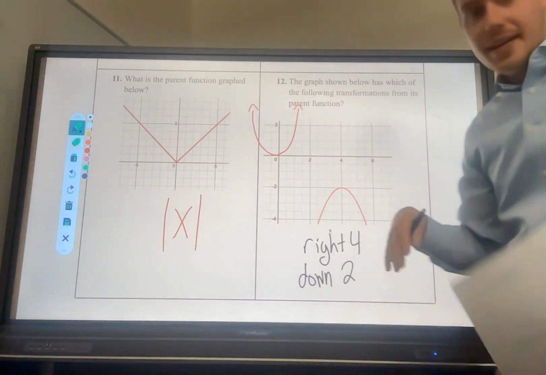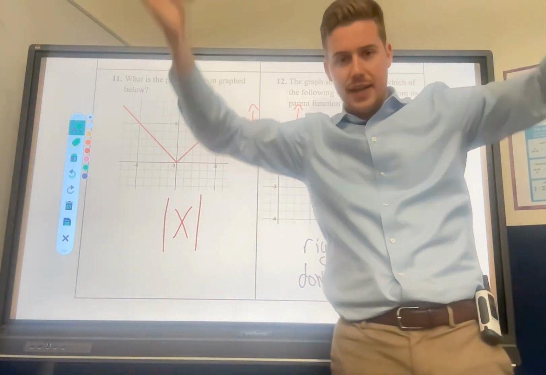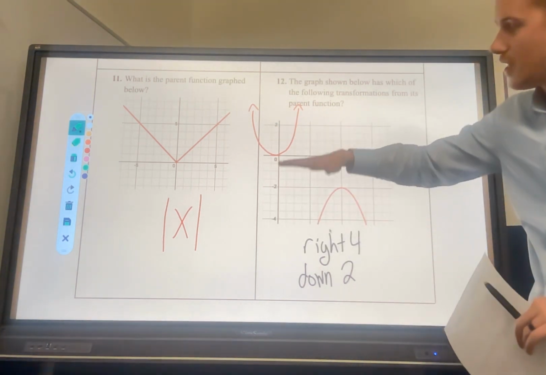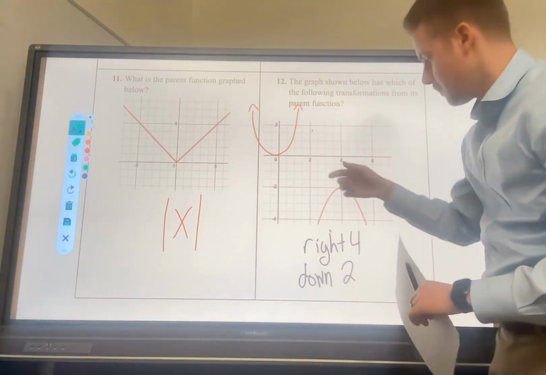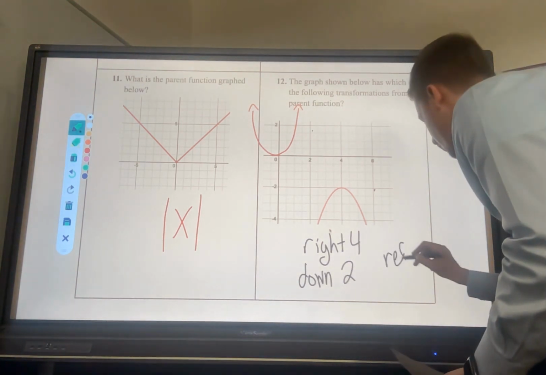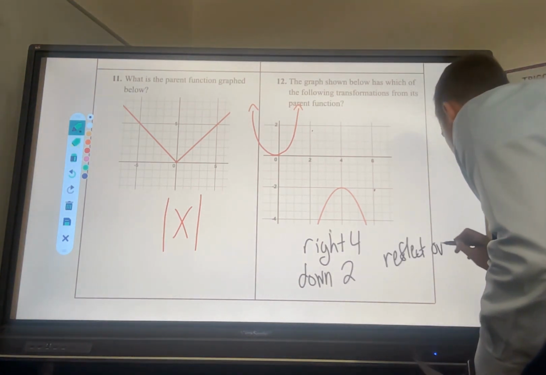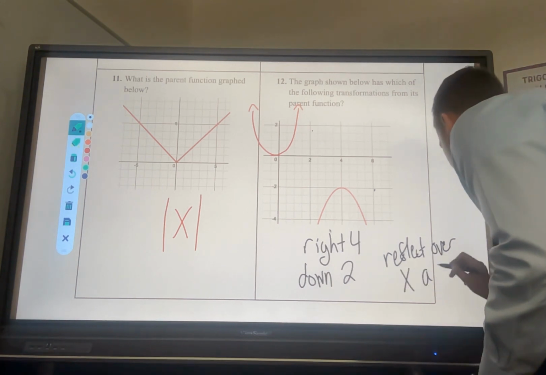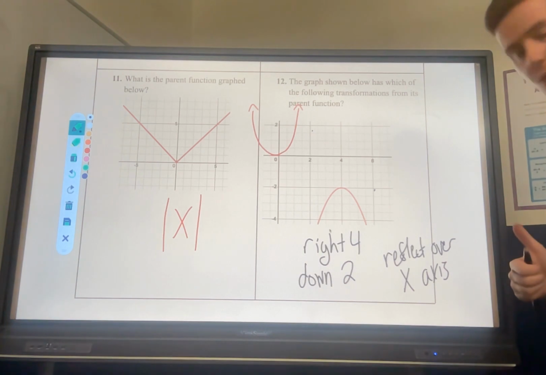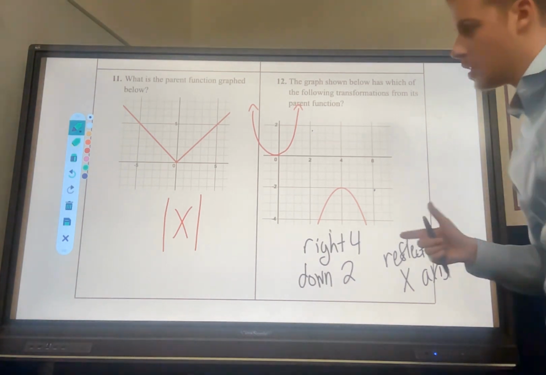And notice that it was originally facing up like this. Now it's facing down like this. So it's been flipped. It's been reflected over the x-axis here. Okay? So right 4, down 2, reflect over x-axis. So those are the 3 pieces I would need for a correct answer here for number 12. Let's move on.